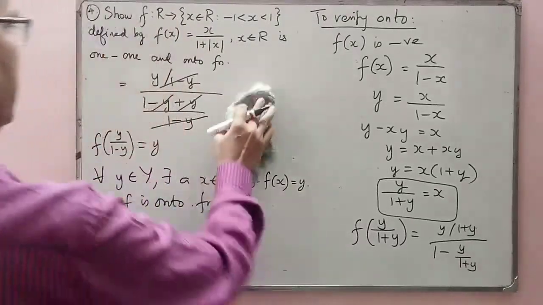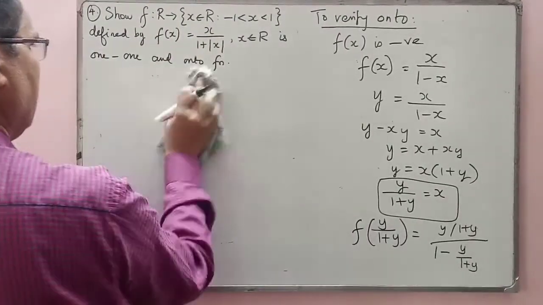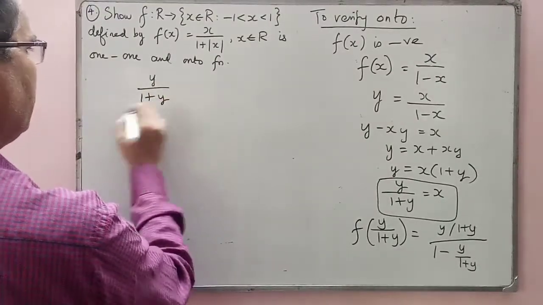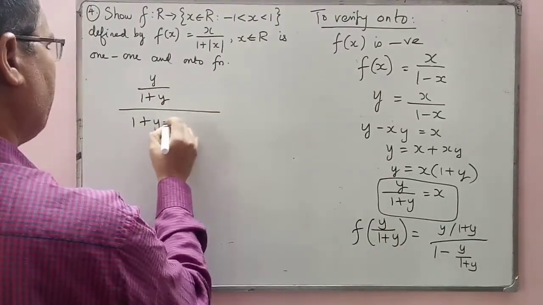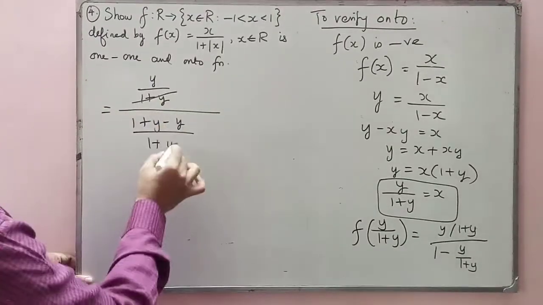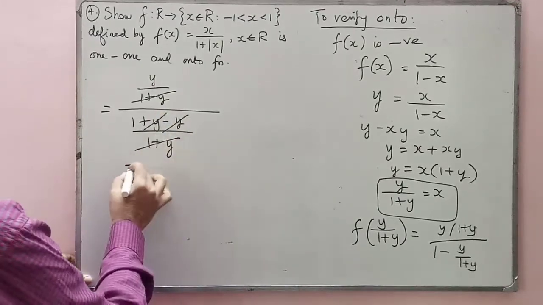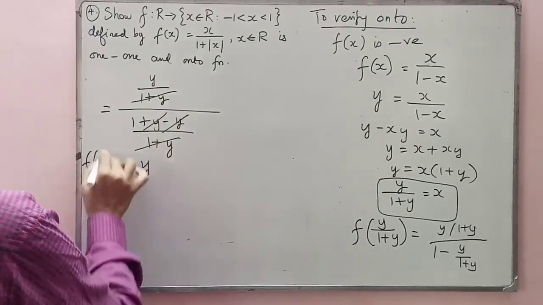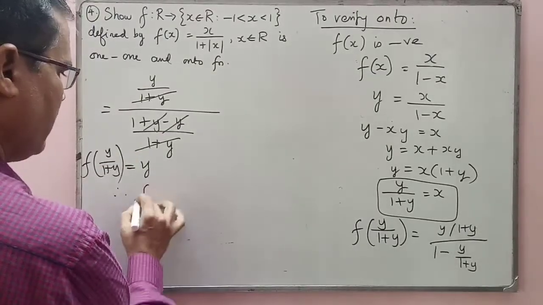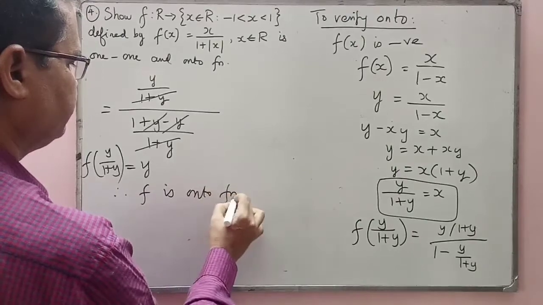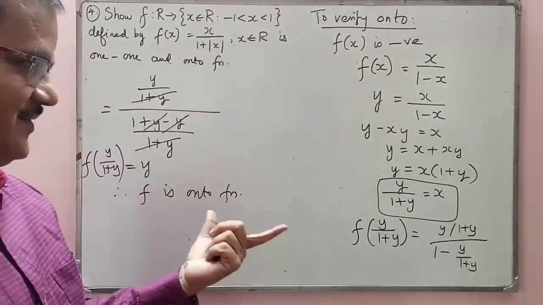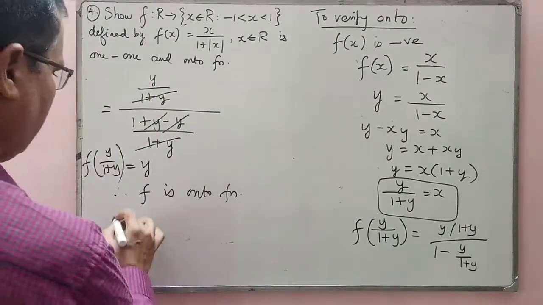Okay, children. Now similarly, we have to take LCM. y by 1 plus y divided by, take LCM, 1 plus y minus y divided by 1 plus y. Now strike out 1 plus y, which gets cancelled, and plus y minus y. So you got y. So f of y by 1 plus y is also equal to y. Therefore, f is onto function. When f of x is negative also, you have f is onto function. So we have proved one to one and onto, hence proved.